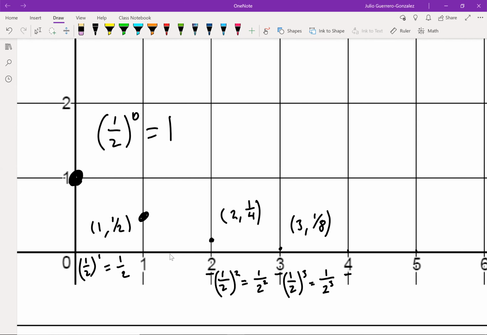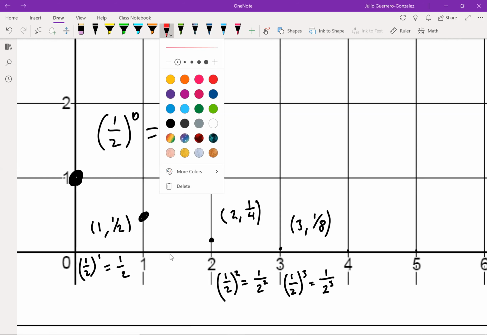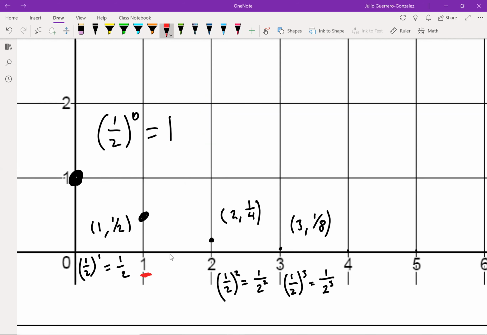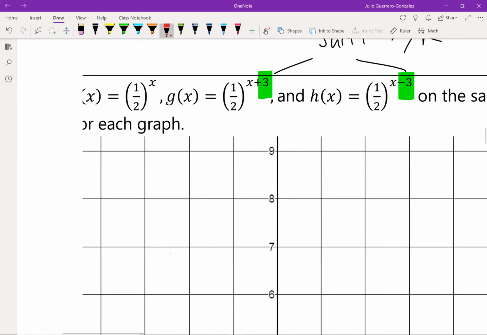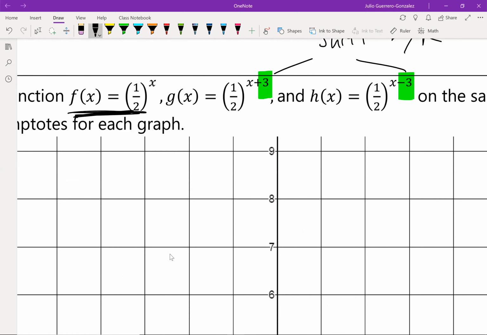Let me write everything that my eraser just grossly erased. So this 1 is supposed to be that 1. It's the exponent. The 2 is that exponent. The 3 is that exponent. Oh, I got it. The black one is going to be the 1/2 to the x. We're going to be graphing that one. Got it. Okay, thank you.